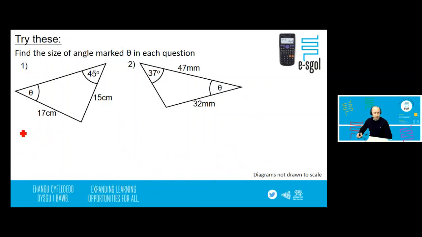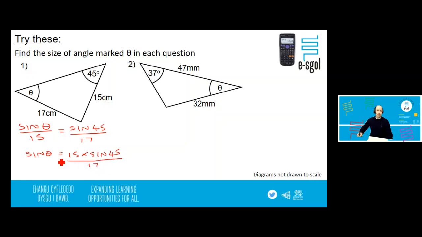So I'm going to write sine theta. I'm going to have to squeeze my workings here a little bit because I haven't got a lot of space. But that's divided by the opposite side, which is 15. And that is equal to the sine of 45, which is the other angle given in the question, divided by the opposite side to that, which is 17. I'm going to move this 15 so it multiplies. So I can write sine theta equals 15 times the sine of 45, all divided by 17.